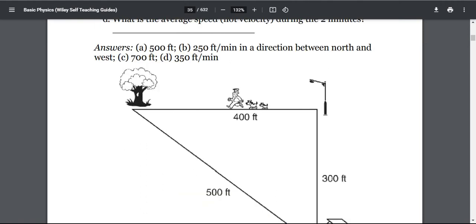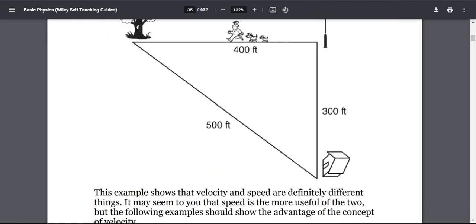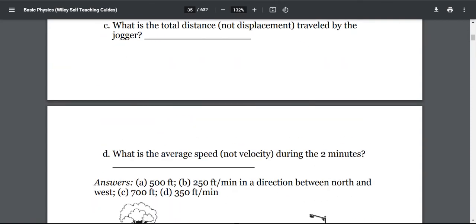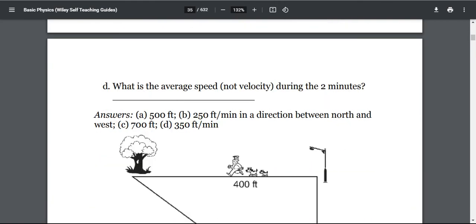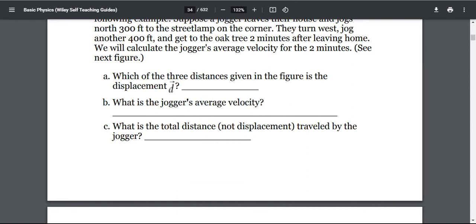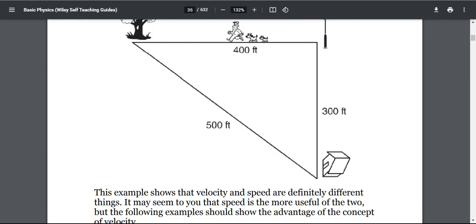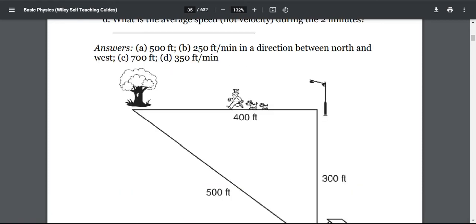Okay. So the third question is, what is the total distance, not displacement, traveled by the jogger? First he goes from his house to the lamp, and then from the lamp to the oak tree. So 300 feet plus 400 feet equals 700 feet. The jogger's total distance, not displacement, is 700 feet.